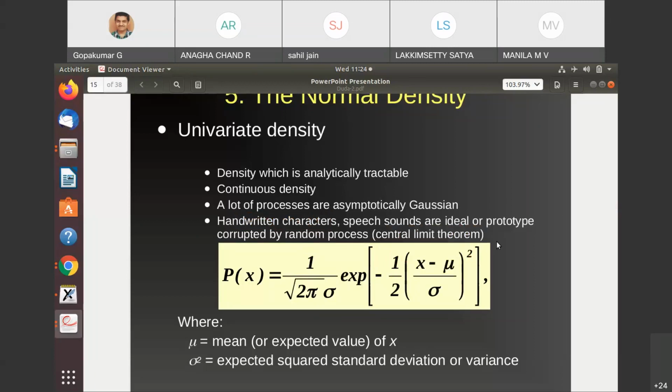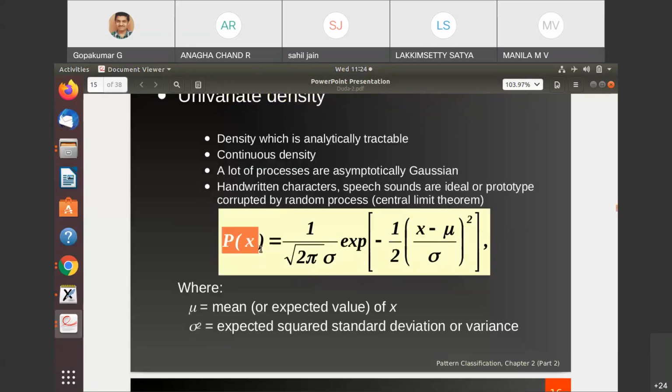So we are actually not going into the details of such mathematics, but that is why we are discussing this one. This is the equation for a normal density. Some of you might have already seen that equation, which is 1 by square root of 2 pi sigma, exp of minus 1 by 2, x minus mu by sigma, the whole square. So this is a univariate density function.